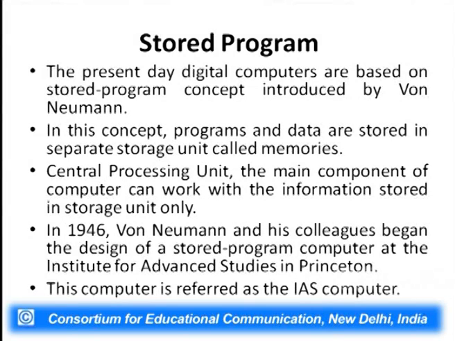So these systems are referred to as Von Neumann based systems. In this concept, the Von Neumann concept states that programs and data are stored in separate storage units called memories. So the central processing unit is the main component of the computer that can work with the information stored in the storage unit only. This concept was proposed by Von Neumann in the year 1946 and his colleagues when they began the design of a stored program computer at the Institute of Advanced Studies in Princeton. That is why this computer is named as an IAS computer, IAS standing for Institute of Advanced Studies.